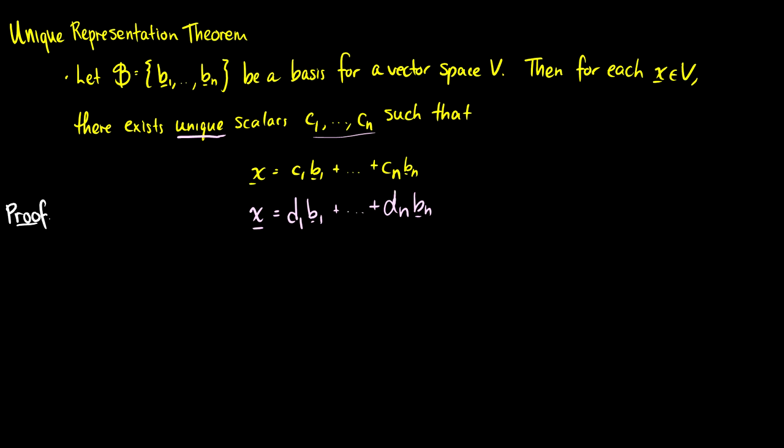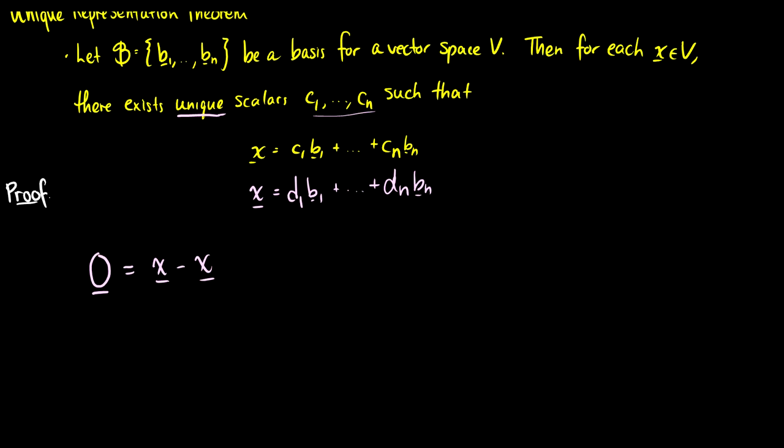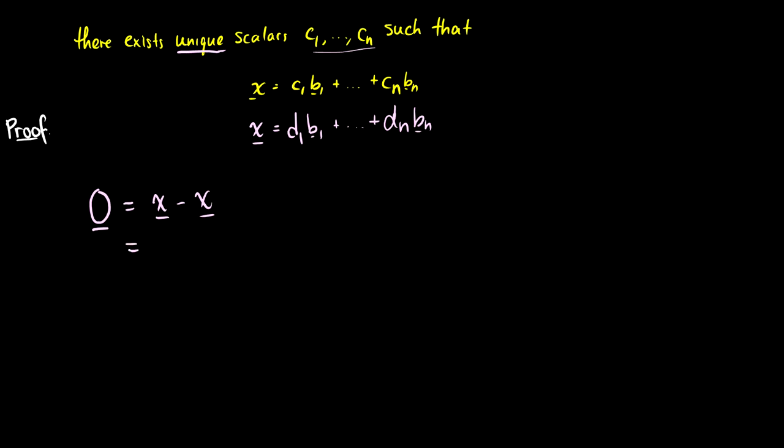Okay, so we need to get them to equal the same thing. So what we should do is we should work with the zero vector. And the zero vector can be written as a vector x minus a vector x. Okay, so with this, now we can take the first x as our original representation, so c1 b1, all the way up to cn bn, and we're going to subtract the second representation. So this will be d1 b1, adding all the way up to dn bn.